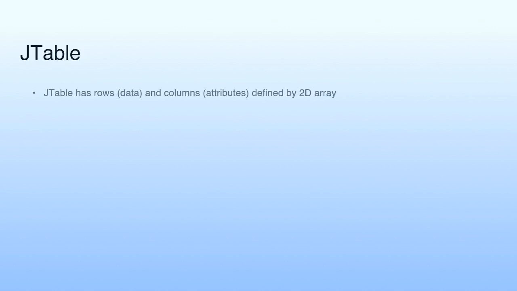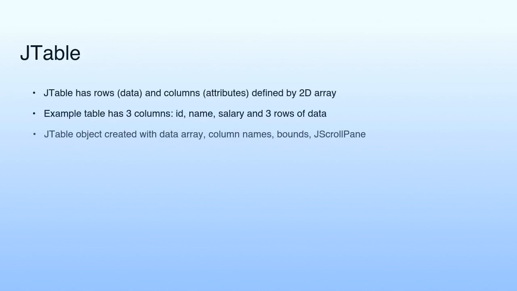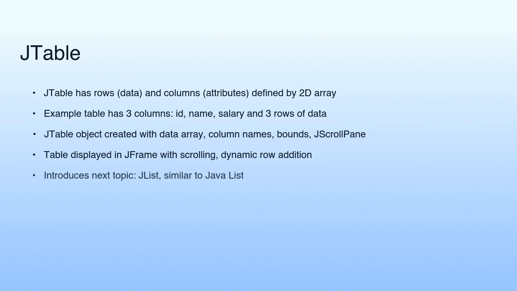Table displays data in rows and columns defined by a two-dimensional array. The example table has 3 columns: ID, name, and salary, with 3 rows of data. The table object is created from this data array and column names, enclosed in a JScrollPane and displayed in a frame with the ability to dynamically add rows.